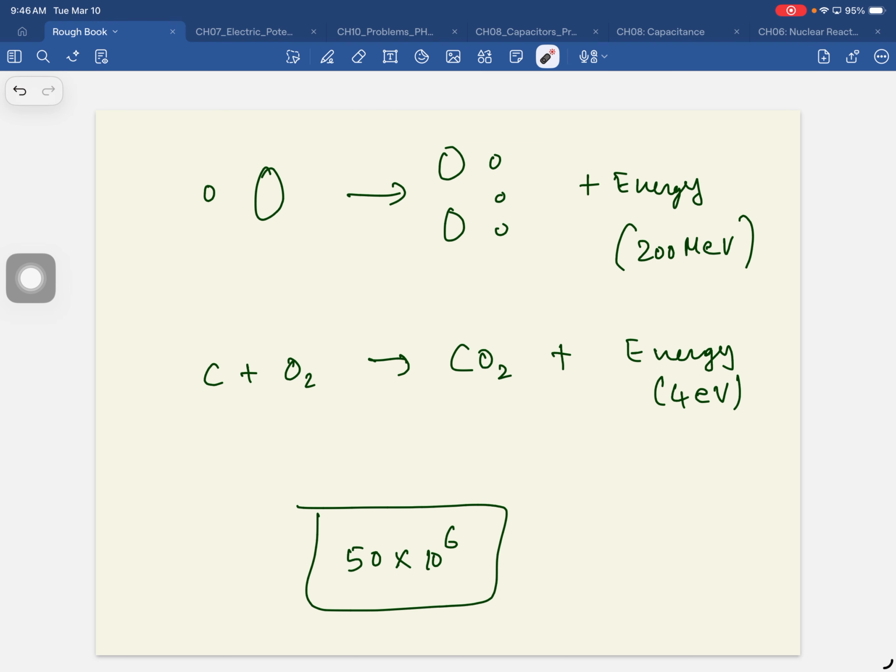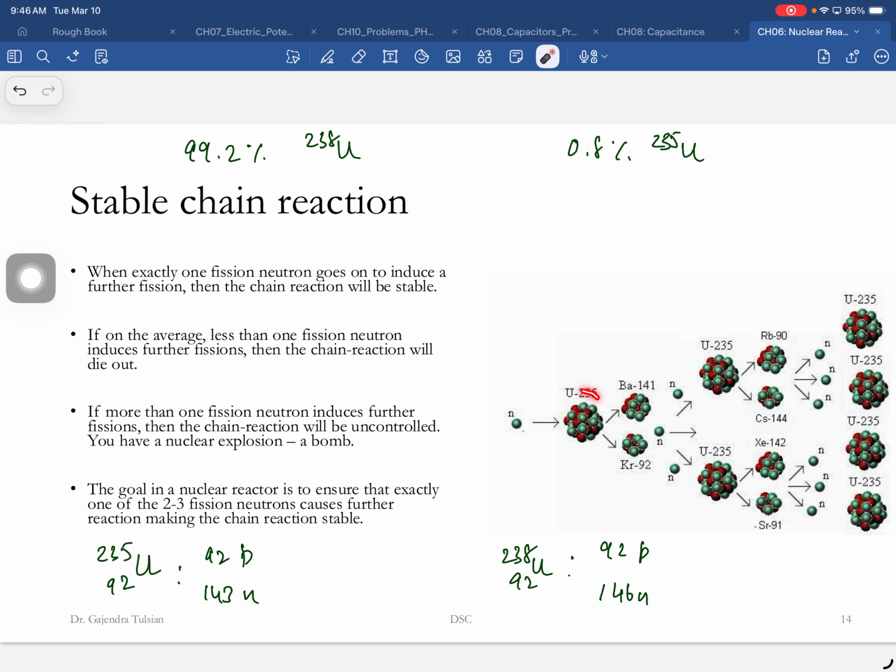All right, so now let's figure this out. Here we split a uranium nucleus. You got 2 pieces and then 3 more neutrons, and you got a bunch of energy. How much energy did you get? 200 MeV. Now you want to keep this gravy train going. If you want to keep the train going, you want to make sure that one of these 3, on the average it's about 2.45, causes a further reaction.